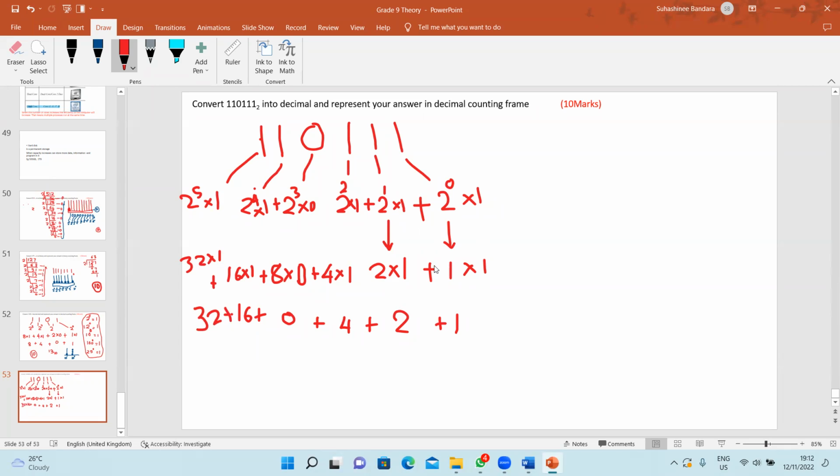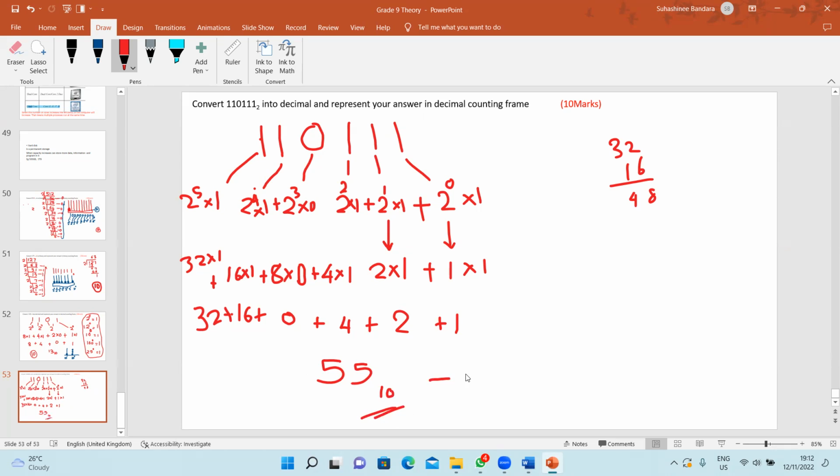32 plus 16. How much? You will get 48. Then 48 plus 2, 50. Then 50 plus 4, 54. 54 plus 1, 55. Did you all get the same answer based on 10?